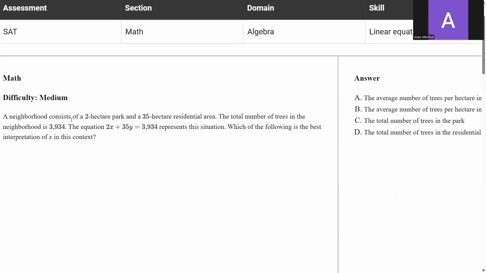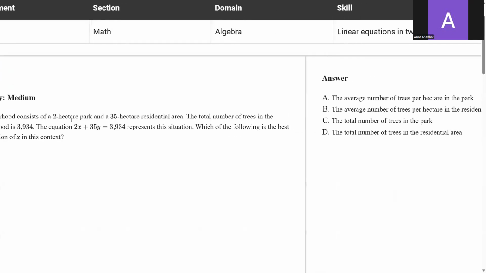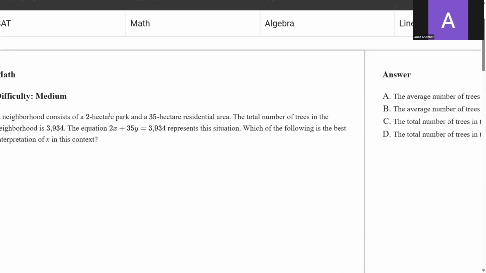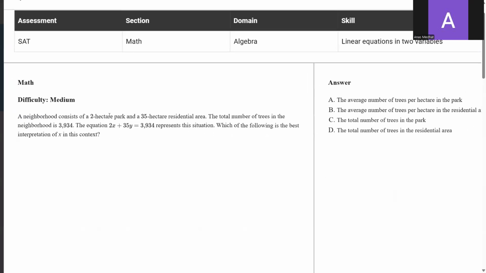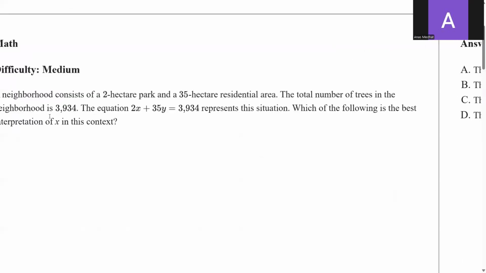Or the average number of trees per hectare in the park. Should be E. Yes.